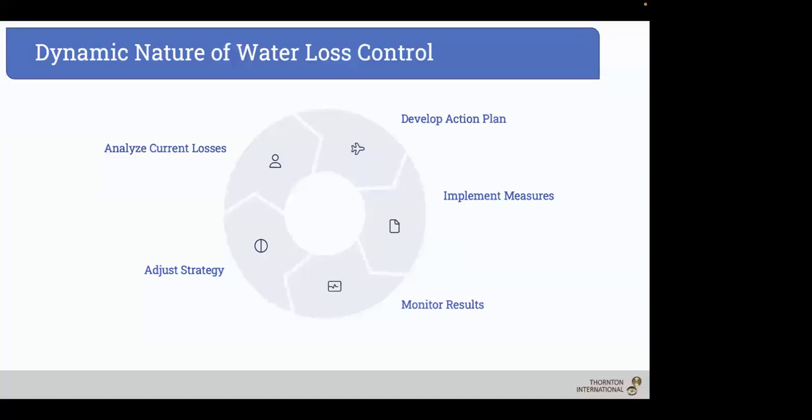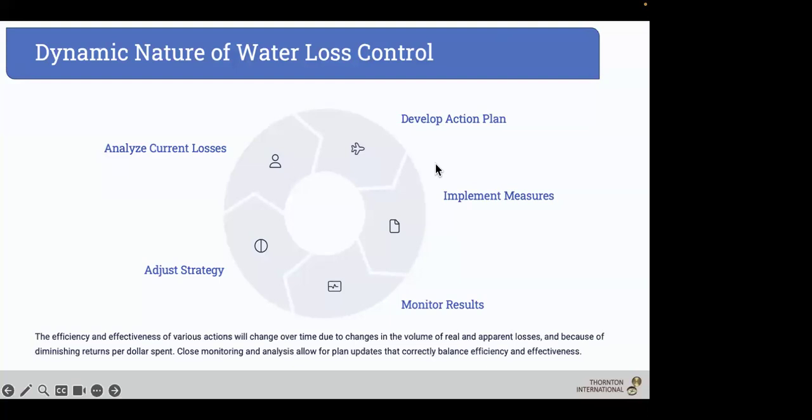So it will always be a cycle. You analyze what you have, you work on an action plan, then you implement your strategies, you check your results, and you adjust the strategy again and again and again. So the efficiency and effectiveness of various actions will change over time due to changes in the volume of real and apparent losses and because of diminishing returns per dollar spent. Close monitoring and analyzing allows for plan updates that correctly balance efficiency and effectiveness.